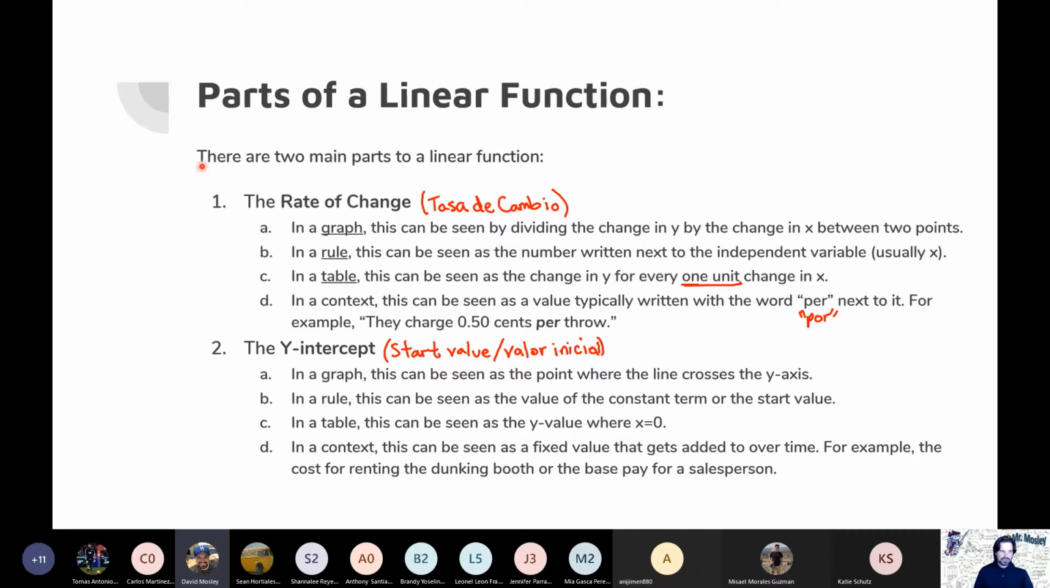Do you have any questions on these two? If you are writing this down, can you raise your hand if you need more time to write this down? Okay. We'll wait.